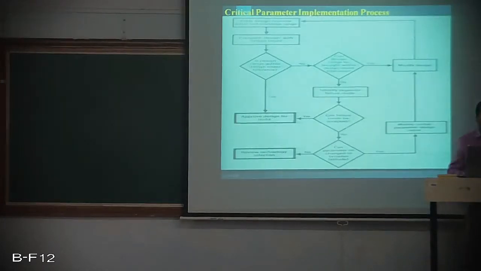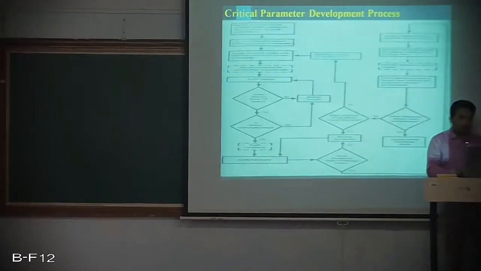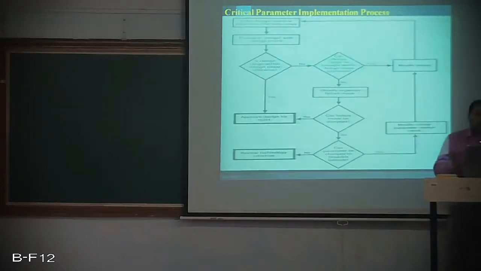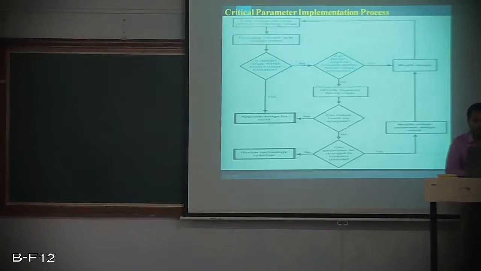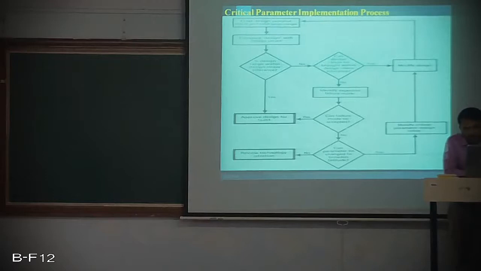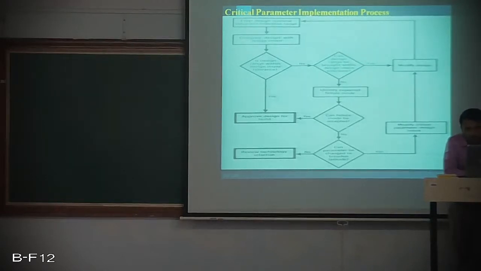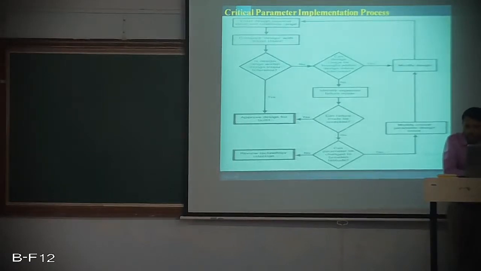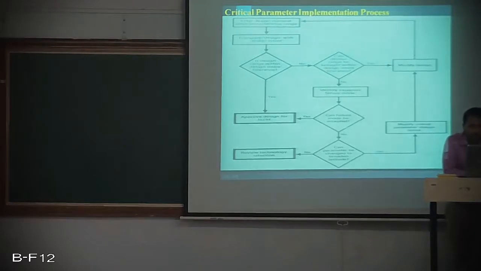Then the critical parameter implementation process. First it was the critical parameter development process, now the critical parameter implementation process. In this, enter design nominal value and tolerance range. So you need to enter the nominal and tolerance zone for each of the critical parameters. Then compare the design with the design intent. This is important. You need to compare the design with the design intent.